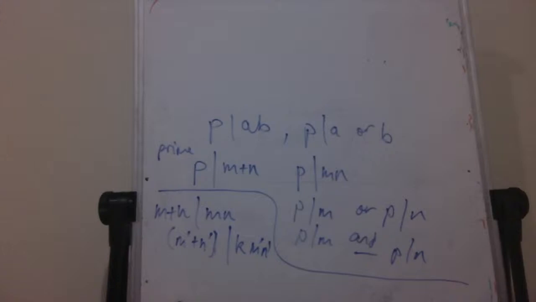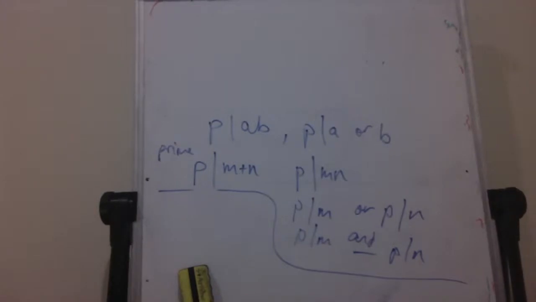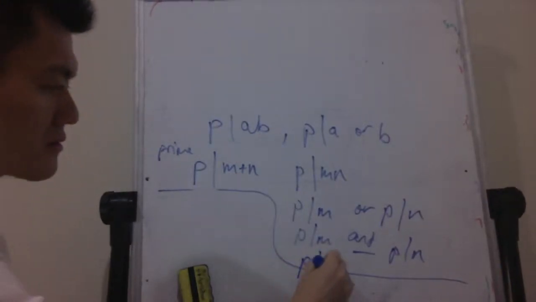Okay, so can you see how this actually solves the problem? M plus N must be divisible by P. Yeah, true. P divides M and P must also divide N. So basically the conclusion is P divides N, right?